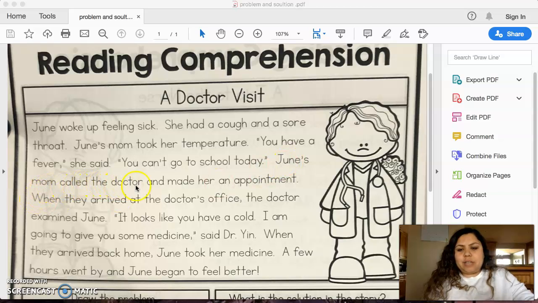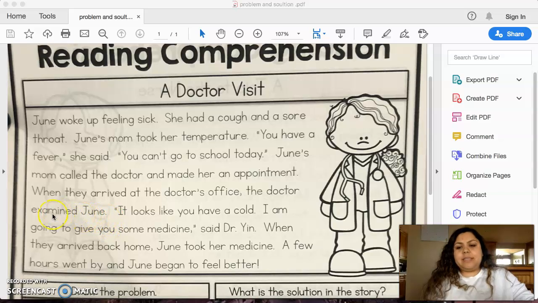June's mom called the doctor and made her an appointment. When they arrived at the doctor's office, the doctor examined June. Examined means that he's looking at June, trying to see if she has a fever, maybe if she's really red on the cheeks, to see if her throat hurts, and checking her throat and her chest and everything he needs to check to make sure it sounds correct. That's examined, so he knows what kind of medicine to give her or what is wrong.